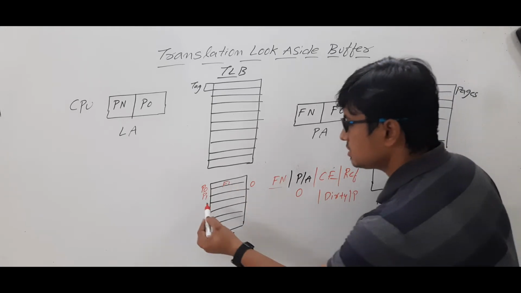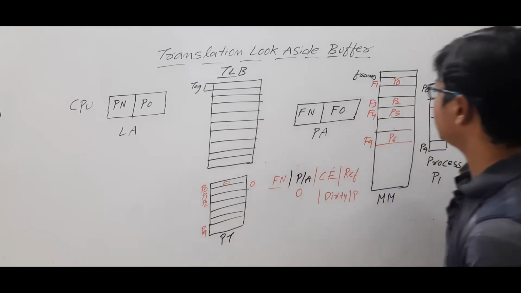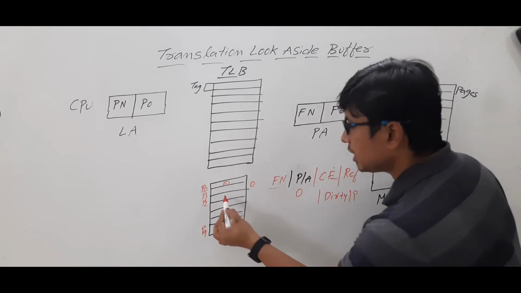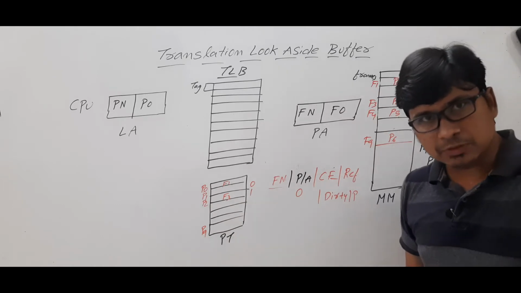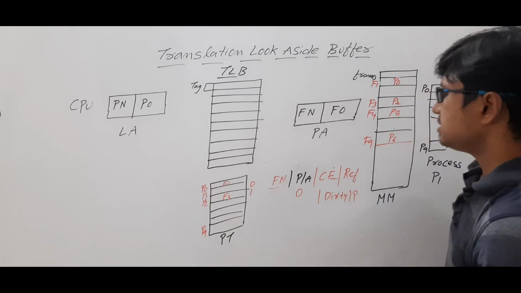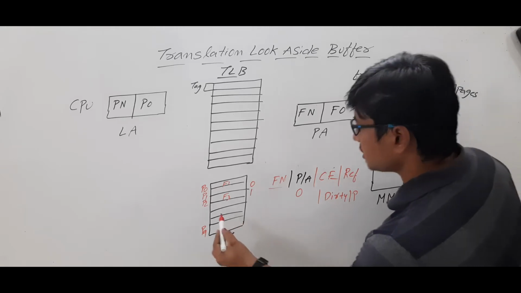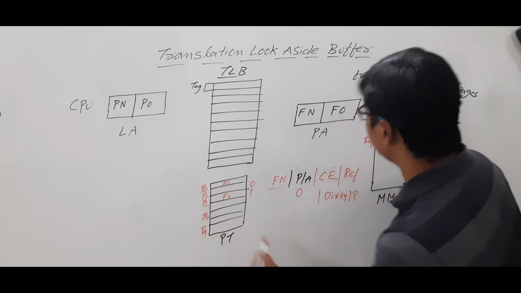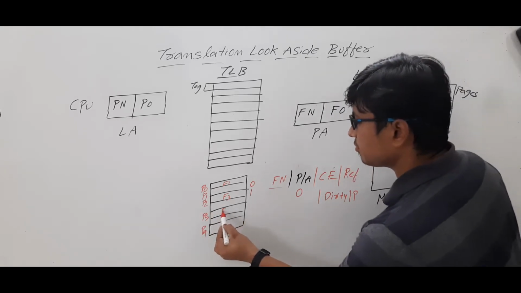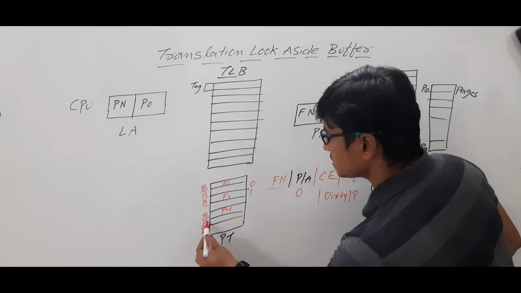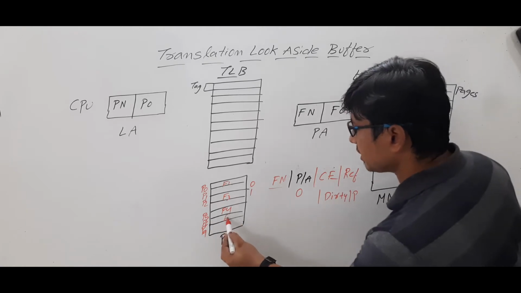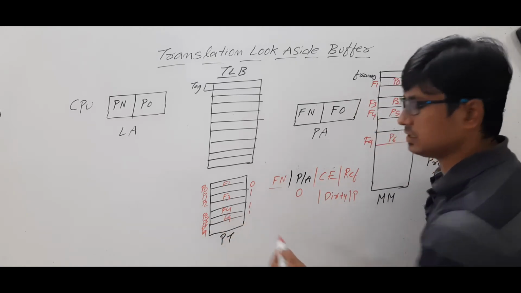Is it clear? Similarly, look at page number 2, which is available in frame number 3. So the present or absent bit will be kept as 1, meaning it is present in the main memory. Similarly, page number 5 is there in frame number 4. Is it clear? Are you able to understand? And page number 6 is stored in frame number 9. Is it clear? So, present.